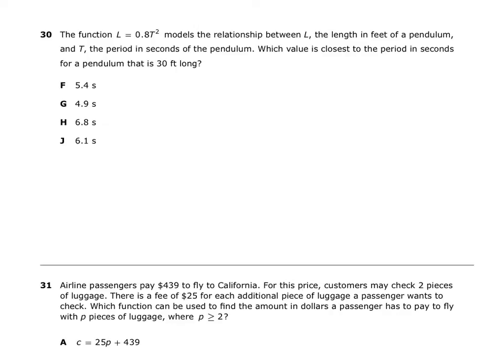For number 30, we have the function L equals 0.8 t squared, modeling the relationship between L, the length in feet of a pendulum, and t, the period in seconds of the pendulum. Which value is closest to the period in seconds for a pendulum that is 30 feet long? There are several things we can do. I think the best thing would be to go ahead and graph it.